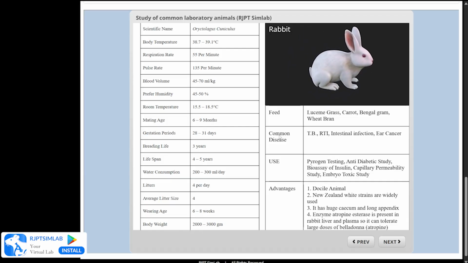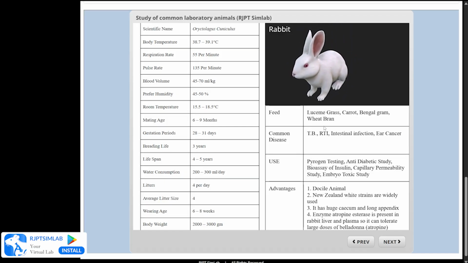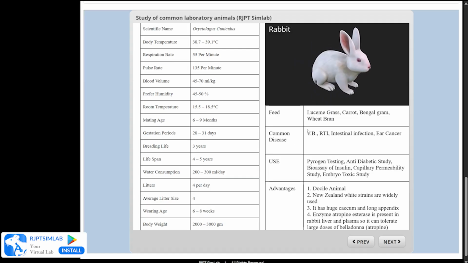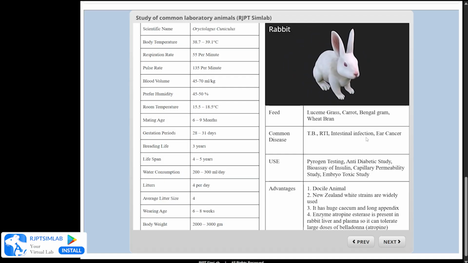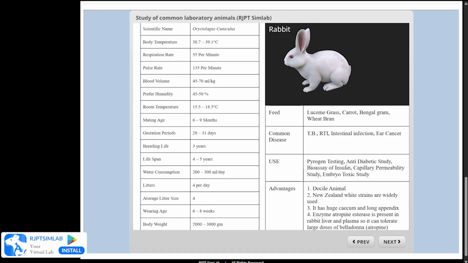Now let's see some other details. The feed that a rabbit eats is legume grass, carrot, Bengal gram, and wheat gram. The common diseases that a rabbit can acquire are TB, tuberculosis, RTI, respiratory tract infection, intestinal infection, and ear cancer. Uses. The uses of rabbit in the pharmacological laboratory are, first, pyrogen testing, anti-diabetic study, bioassay of insulin, capillary permeability study, and embryotoxic study.